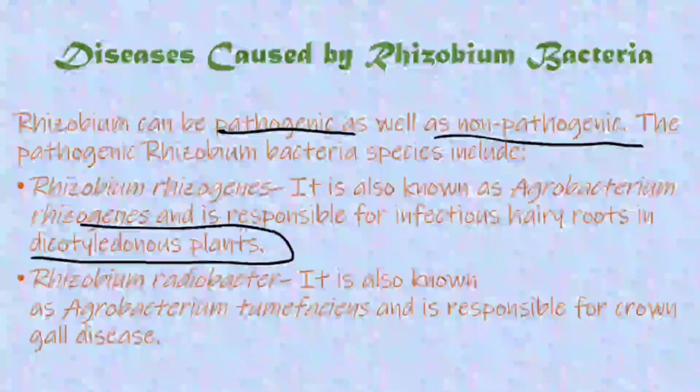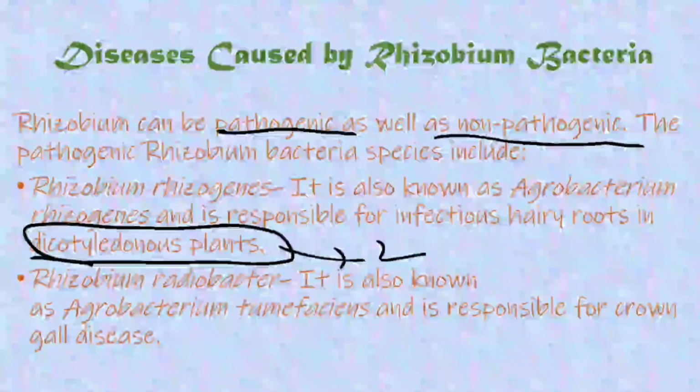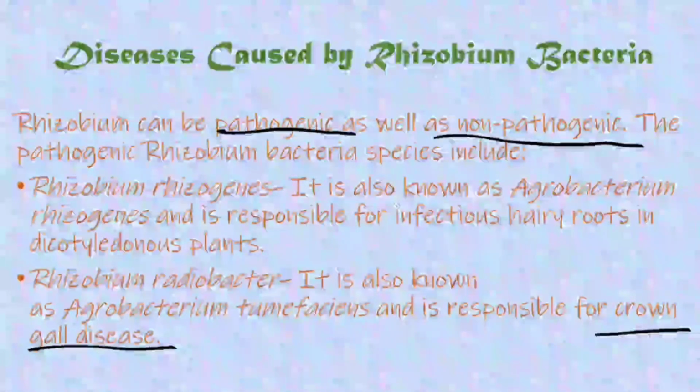In flowering plants we have two types, monocotyledonous plants and dicotyledonous plants. Dicotyledonous plants have two cotyledons, and monocotyledons have one cotyledon. Next, another pathogenic Rhizobium is Rhizobium radiobacter. It is also known as Agrobacterium tumefaciens and is responsible for crown gall disease. So this causes crown gall disease in plants.